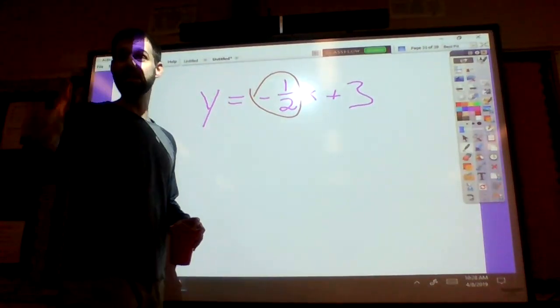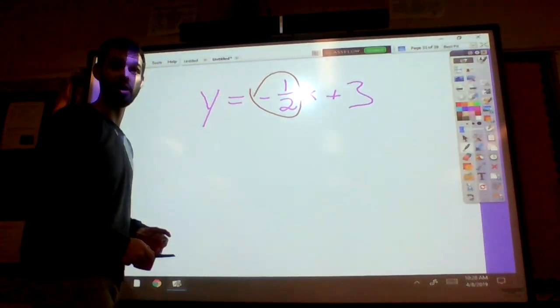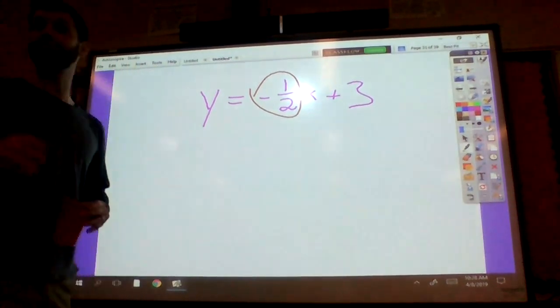-1/2, because it is the m in y equals mx plus b. All right? You're responsible for knowing all 3 of those ways to find slope.